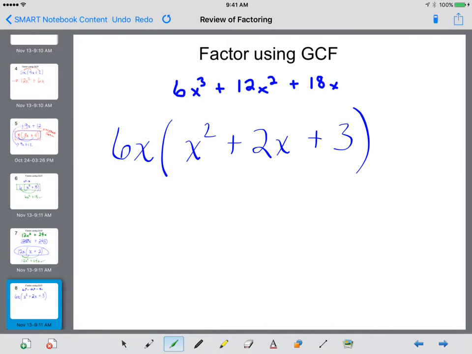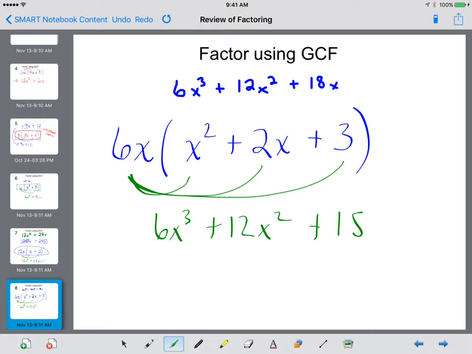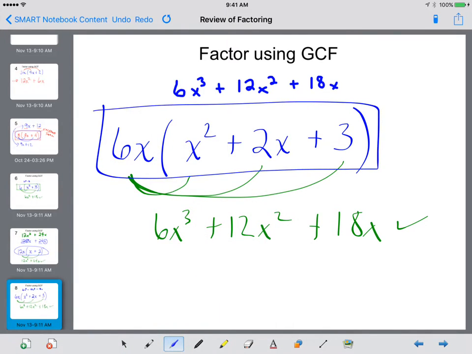Let's double check this. Let's distribute again. 6x times x to the second, that'd be 6x cubed. 6x times 2x, that's 12x squared. And 6x times 3 plus 18x. It checks out. So yes, this is my final answer.